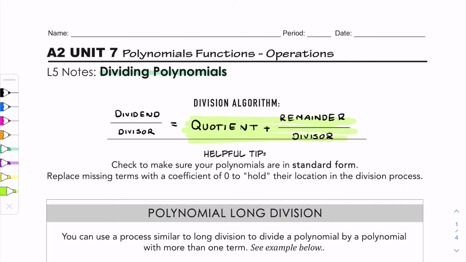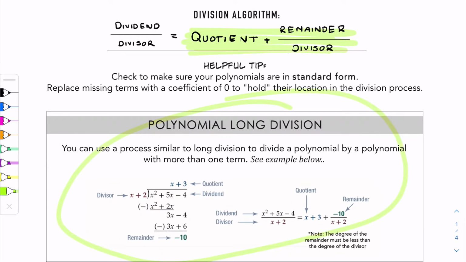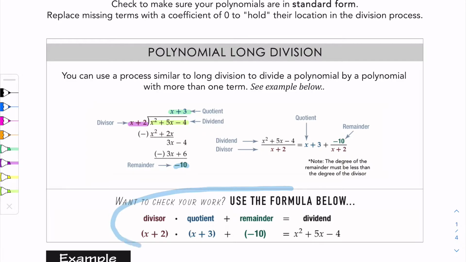So if we scroll down in this box right here, you can see I just have an example done out for you, but I want to talk about the different parts. So this right here is your dividend, which originally will be the numerator of your fraction. This right here is called your divisor, which is the denominator. Here is your quotient, which you'll probably refer to as your answer. And your remainder is down here. Okay, so if you ever want to check your work, you can use this formula, which tells you you can write out divisor times quotient plus the remainder, and that's going to equal the dividend.